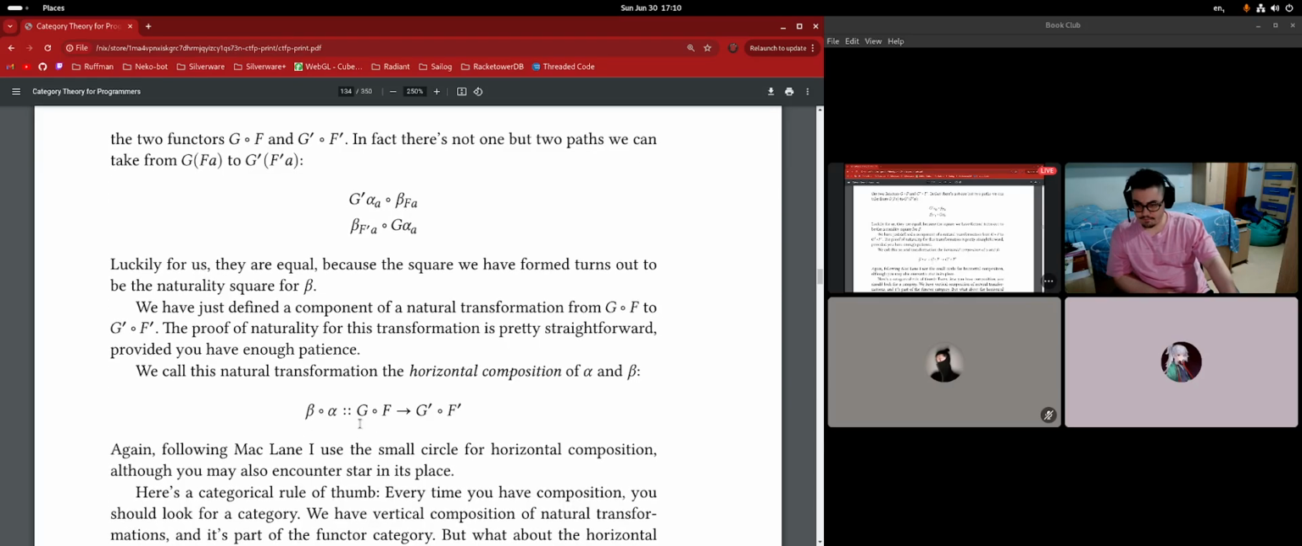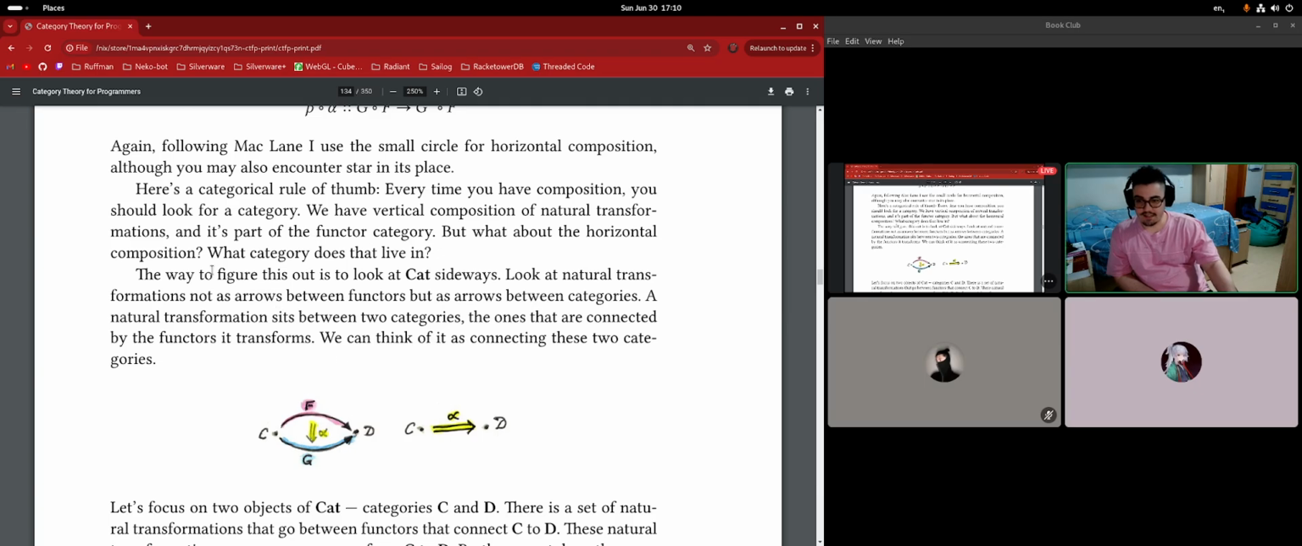And now here's the naming. We call this natural transformation the horizontal composition of alpha and beta. So beta after alpha is something that goes from the composition of G and F to the composition of G prime and F prime.